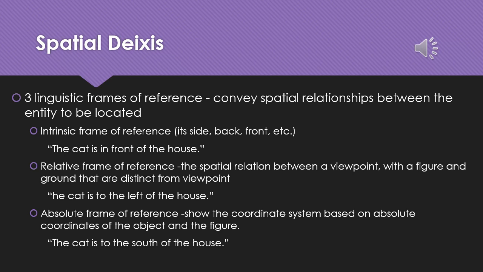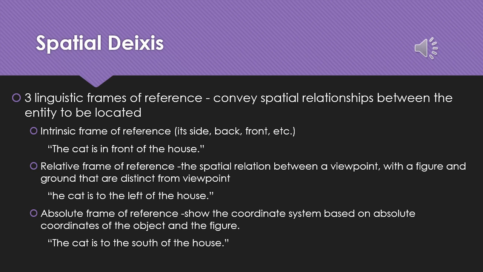And then the second one is the relative frame of reference. A relative frame of reference is a ternary system. The location of an object is expressed in relation to both the viewpoint of the perceiver and the position of another object. For example, the cat is to the left of the house. It refers to three points of reference: the cat, the house, and the perceiver himself.